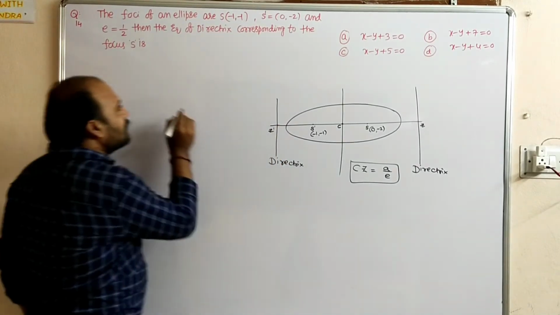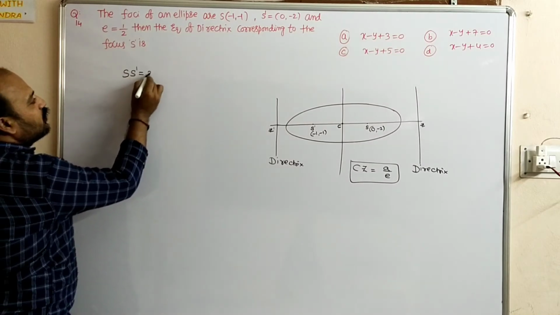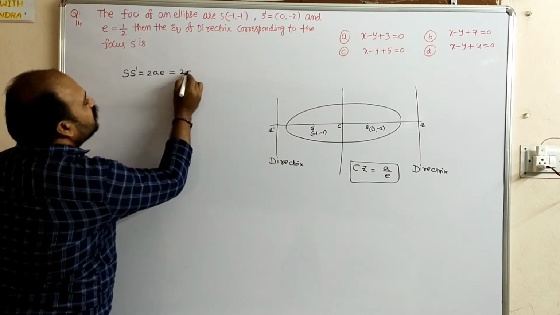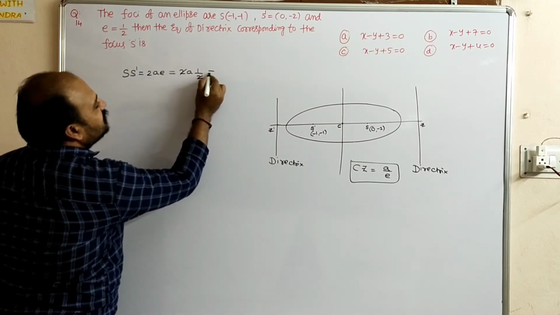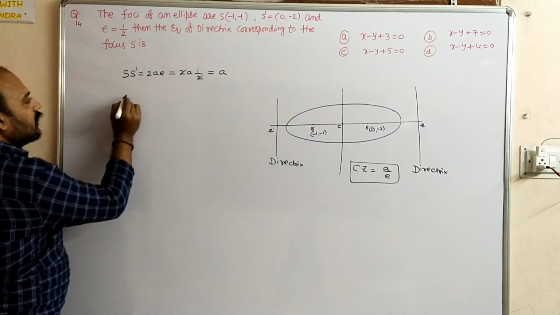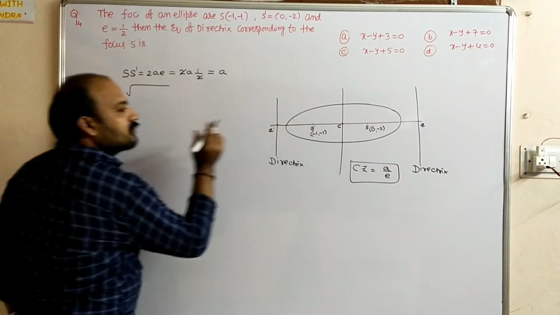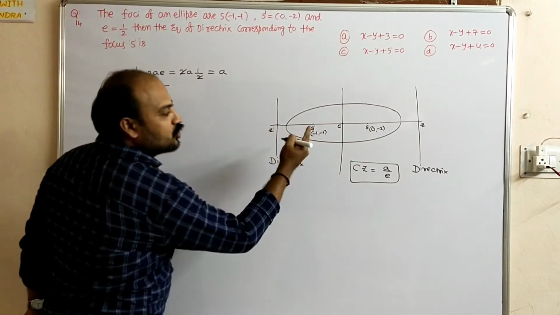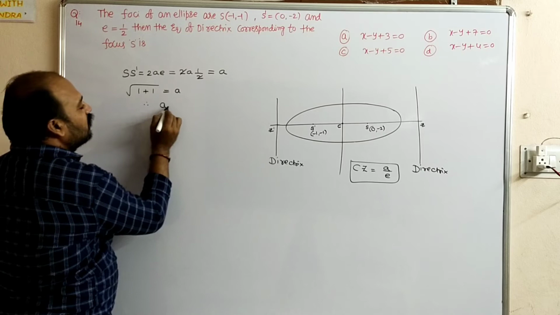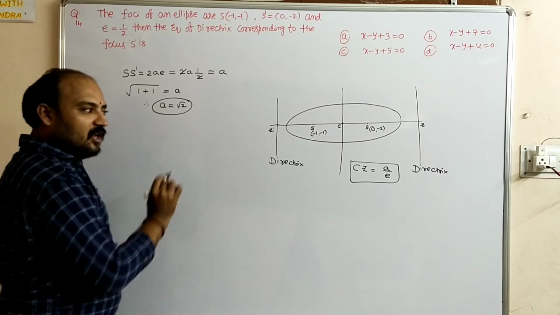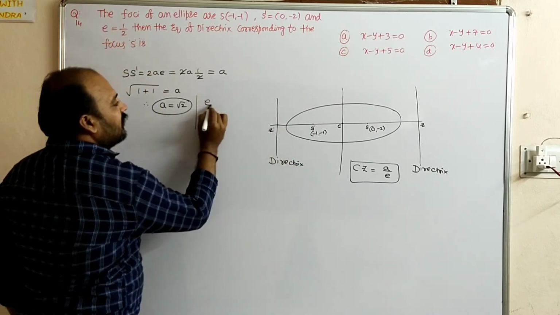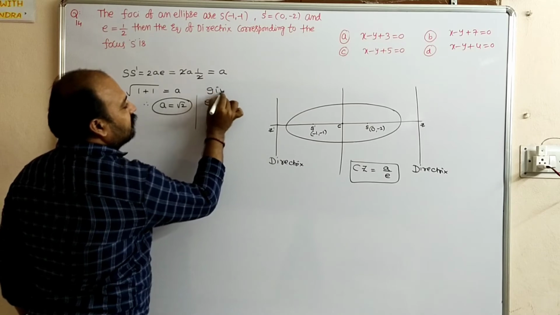We know that S S dash equals what? S S dash equals 2AE. E value is already given, 1 by 2. So 2A into 1 by 2, the 2 get cancelled, which is equal to A. S S dash means the distance between these 2 points only, no? So square root of (0 minus of minus 1) whole square plus (minus 2 plus 1) whole square, which is equal to A. So therefore A is equal to root 2. A value we got. Eccentricity is also given, E is equal to 1 by 2.